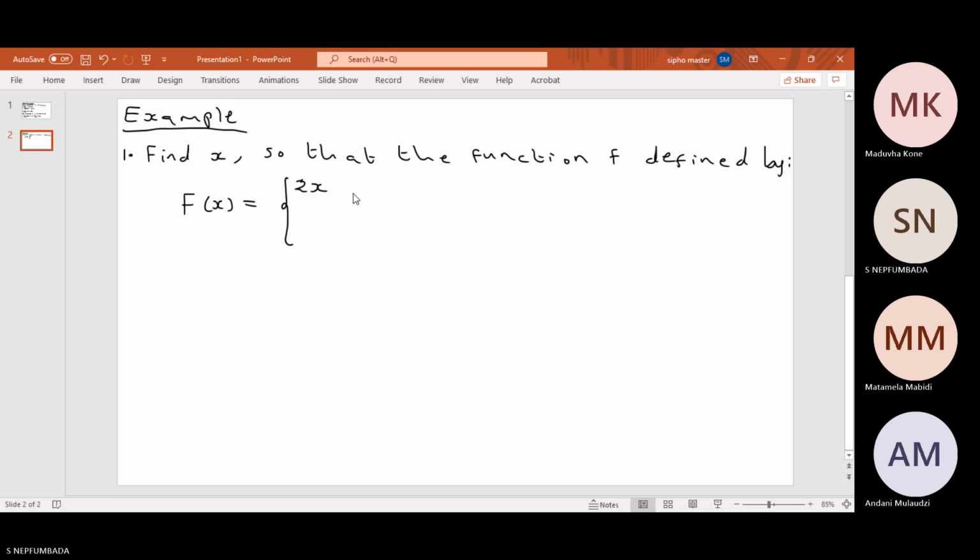So we've got f, we are given f at x is equal to 2x minus 1. This one only works if x is less than 2. Less than, in limit, means from the left. And x if x is greater than or equal to 2.